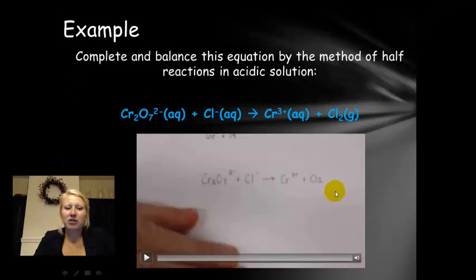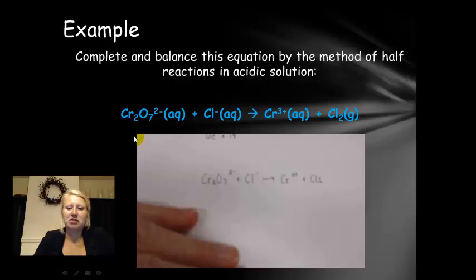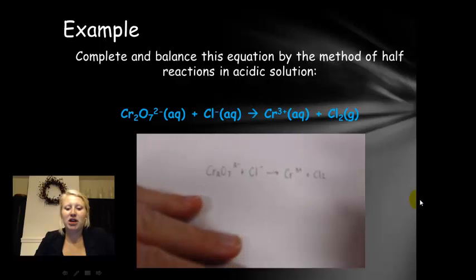Here's another example of how to balance a redox equation. Complete and balance this equation by the method of half reactions in acidic solution. Here we have dichromate plus chloride goes to chromium ion plus chlorine. So again, the first step is to pick out your half reactions.